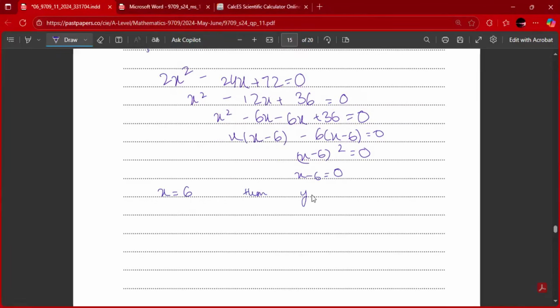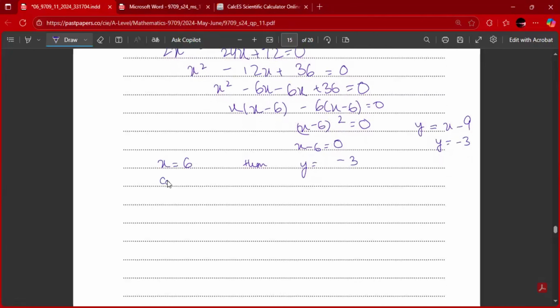Then y is equal to what? y is equal to mx minus 9, and we know the value of m is 1. So 6 minus 9, y is equal to minus 3. The coordinates are 6 comma minus 3. Let me just highlight them a little bit.